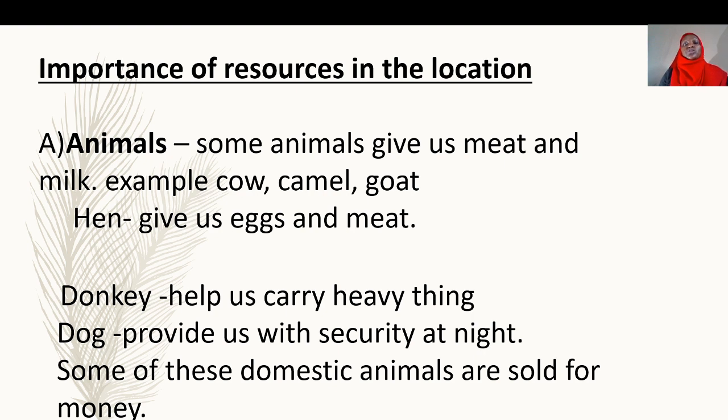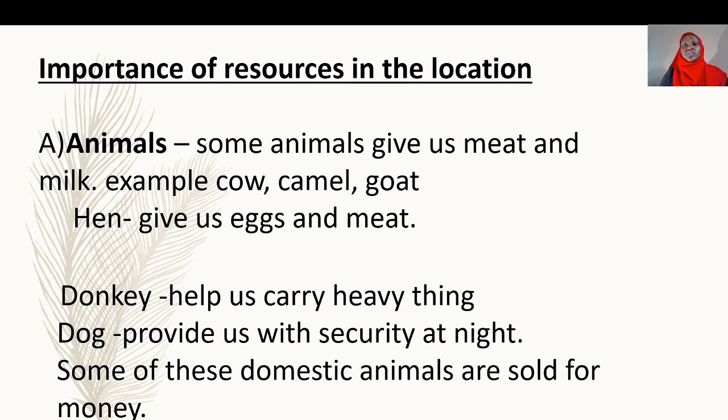Now today we are going to talk about why these resources are important in our location. The first resource we are going to talk about today is animals. Remember, we have two types of animals. We have domestic animals, which are the animals we keep at home, and we have wild animals.